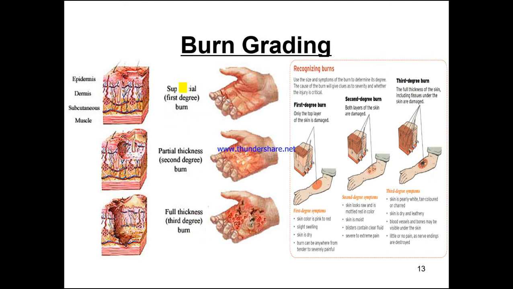A first degree, also called a superficial burn, we can see is affecting the epidermal layer. A partial thickness or a second degree burn is affecting the epidermal and the dermal layer, and a full thickness burn goes all the way through these layers.